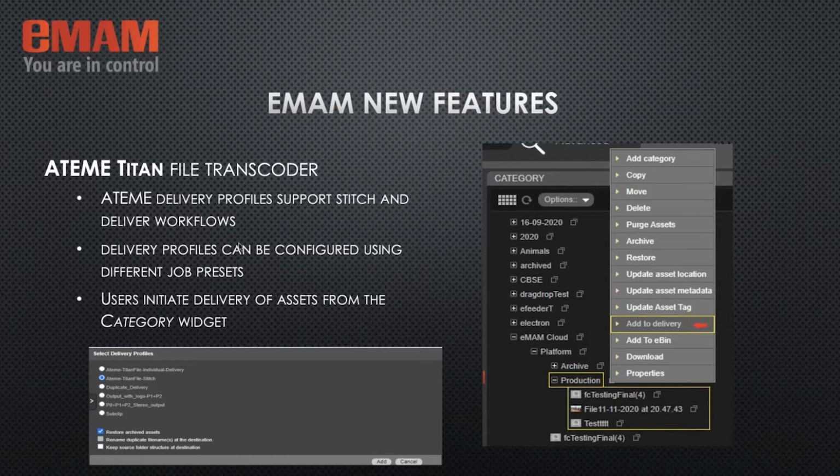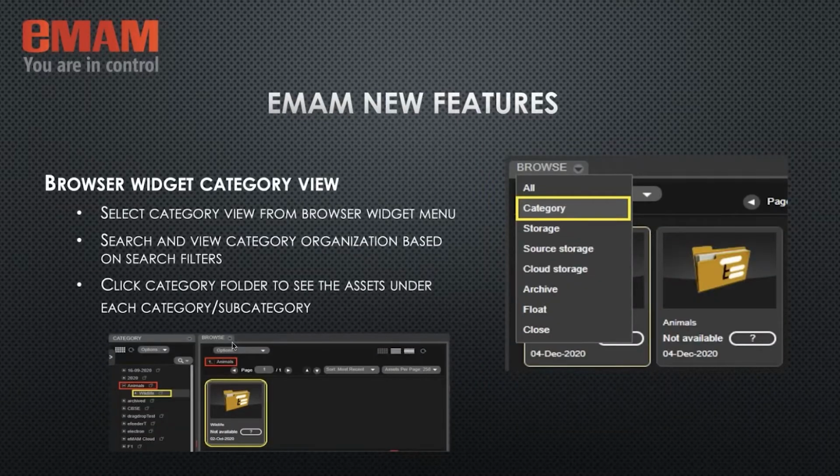So again, through the category widget, you add all that content to a category, then select delivery, and then the profile you're going to be using.